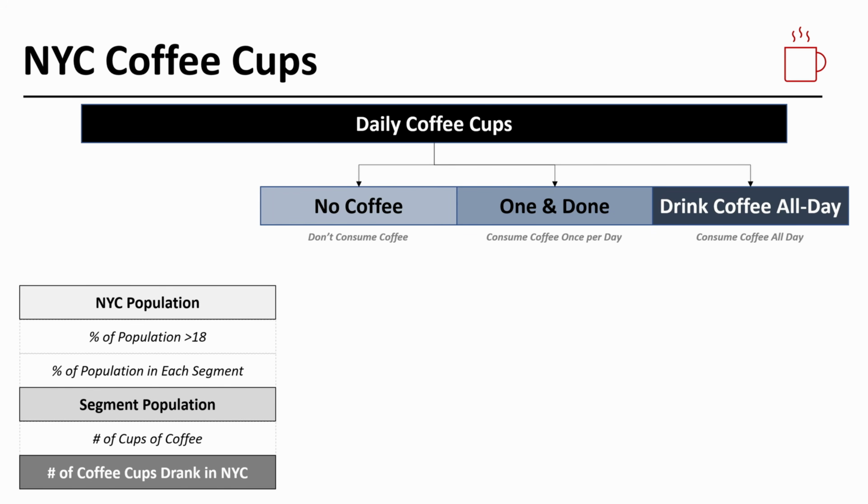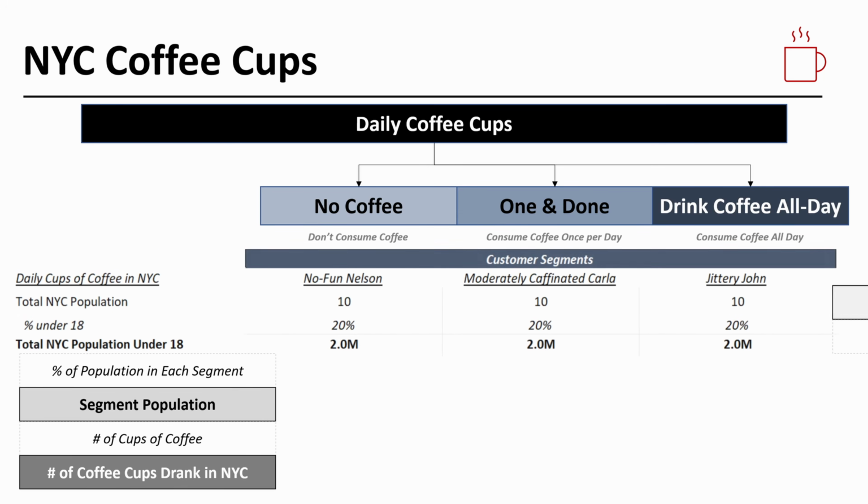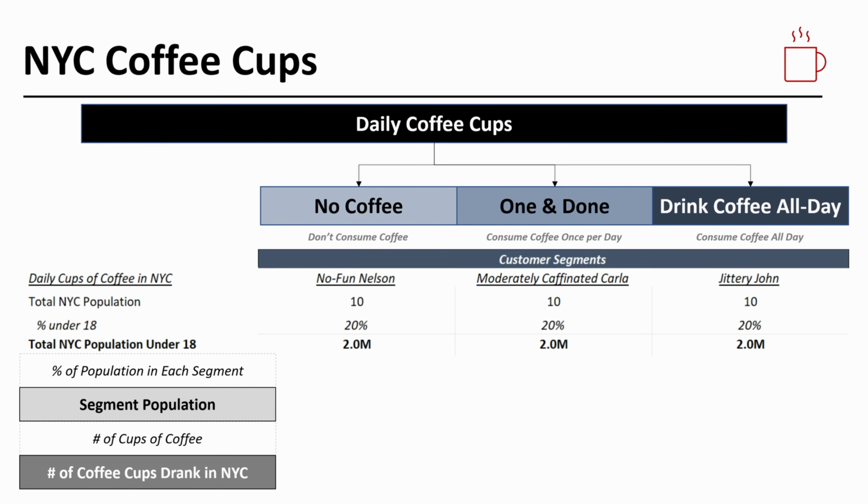First, we want to start with the New York City population and the percent of population that's greater than 18. We have estimated that the total population of New York is around 10 million, and that about 20% of those are under 18, implying a population of 2 million that are under 18 and are not addressable to drink coffee at all. This is a great example of being able to simplify numbers and demonstrate your ability to think critically.